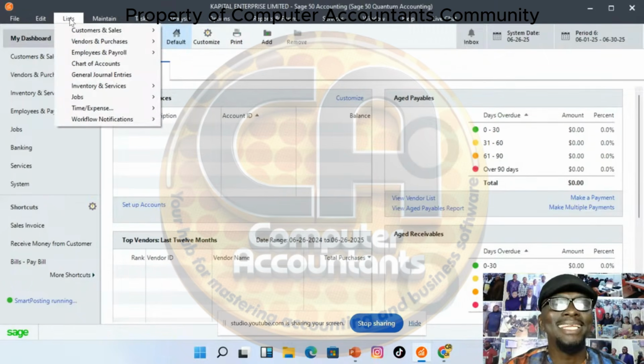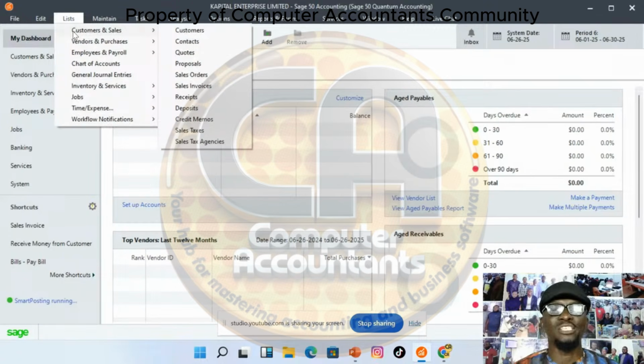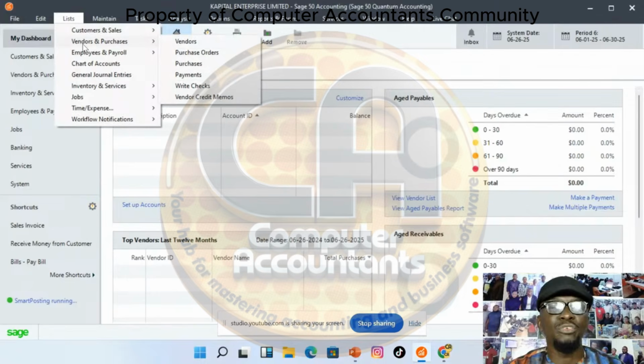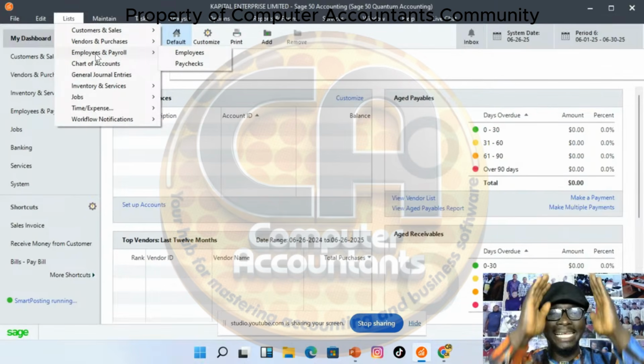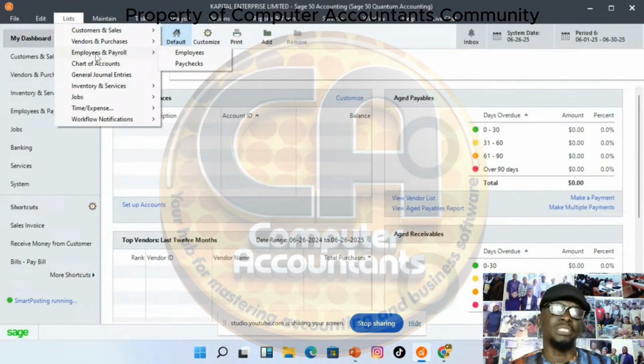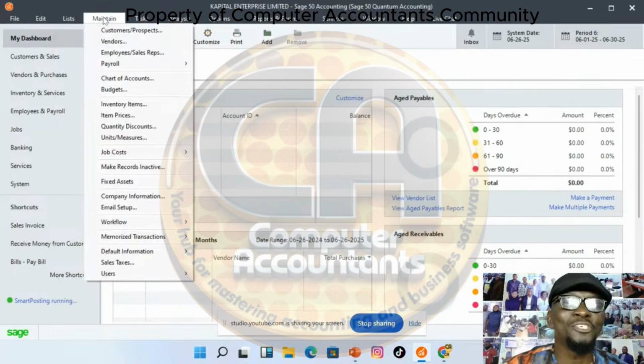Good. Now, list is just a listing device of all customer names and their transactions. So you can see everything you have here is more like a list: customer list, contact list, quotation list, proposal list, sales order list, sales invoices list, and the rest. The same thing applies to vendor. All you are tracking, all you are zeroing in on are just the lists of every activity you have done on this software.